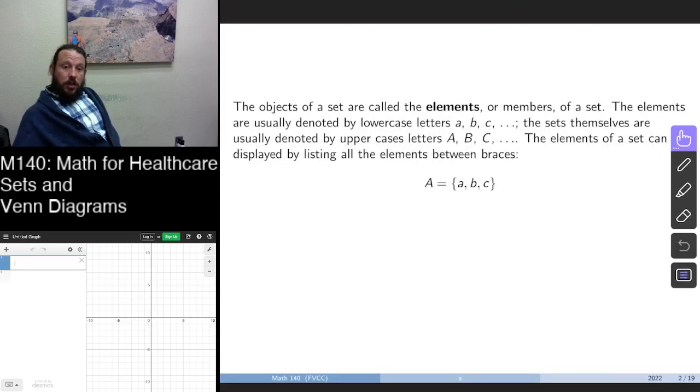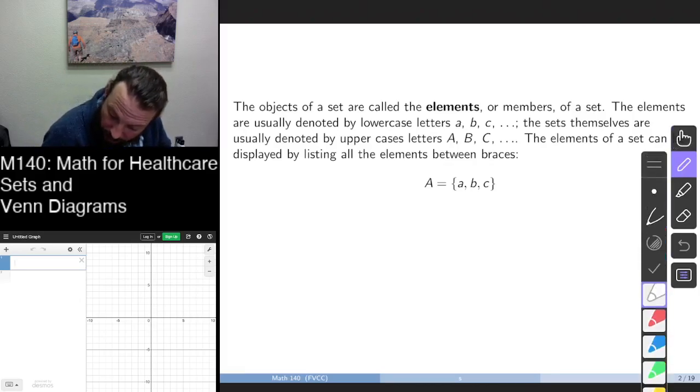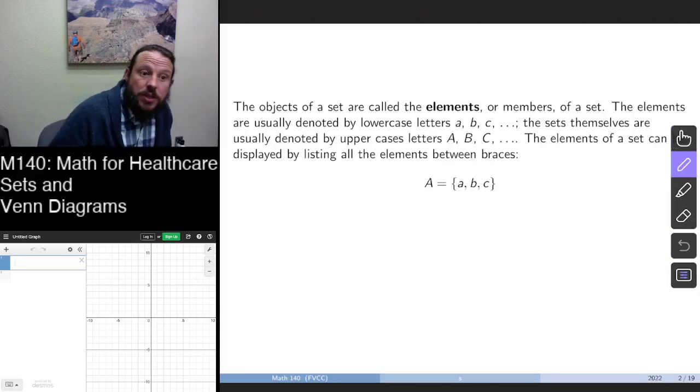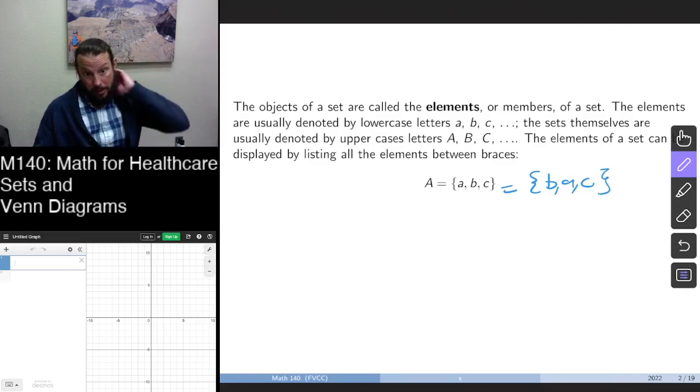For instance, here I'm defining my set A to be the set of the elements a, b, c. And I want to make a note here that order does not matter. It's a collection of objects, not a sequence of them. So this is equal to the set {b, a, c}. It doesn't matter which order we're in.